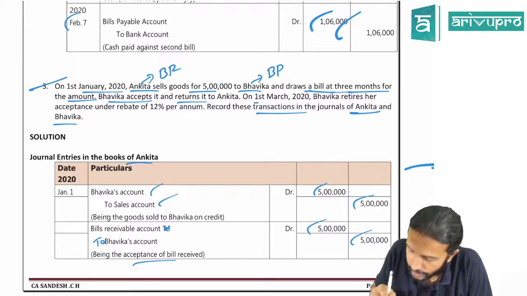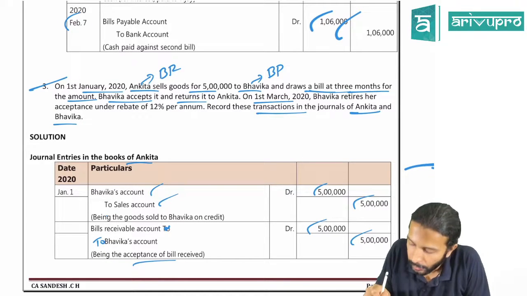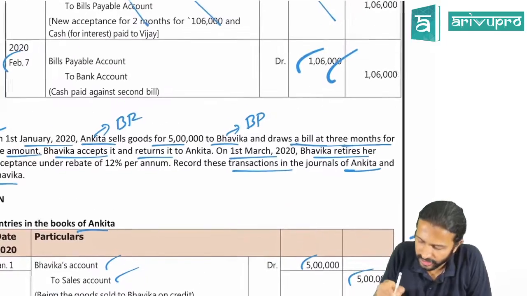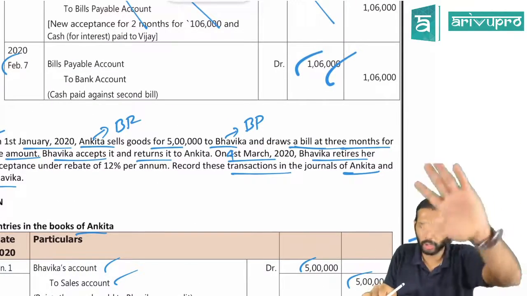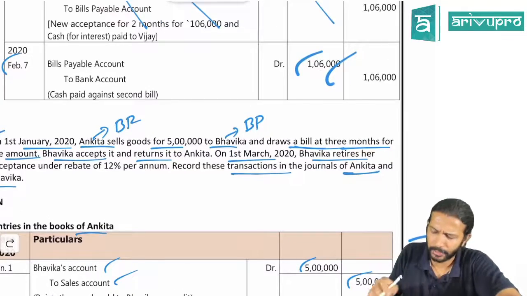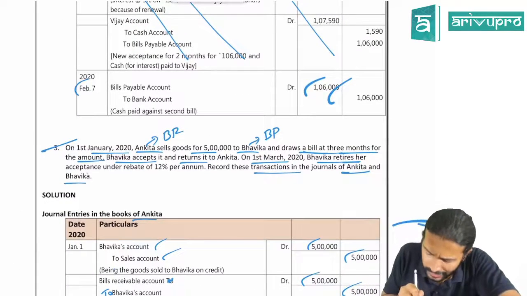Alright. On 1st March 2020, Bhavika retires. Actually, there's a small typo from the institute's end. This should have been 4th March actually, but no problem. So we'll go with the flow for the time being. Bhavika retires her acceptance.